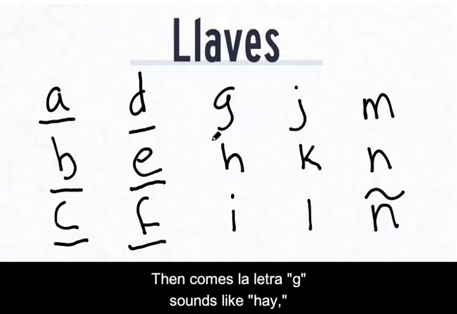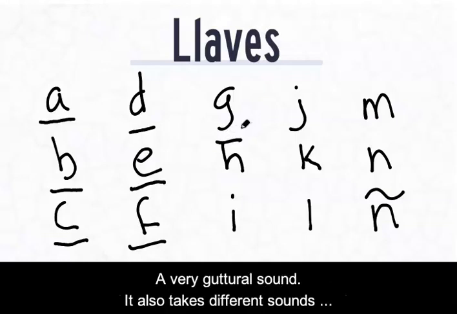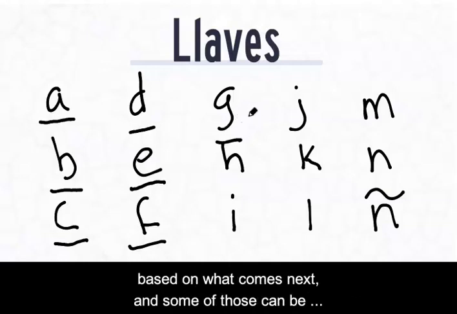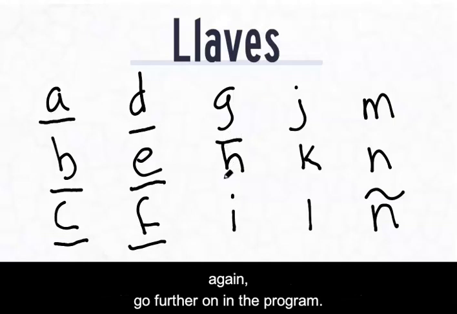Okay, then comes la letra G. Sounds like hay, what horses or other animals might eat. It's a very guttural sound. It also takes different sounds based on what comes next to it, and some of those can be complicated, but we'll talk about them as we again go further on in the program.